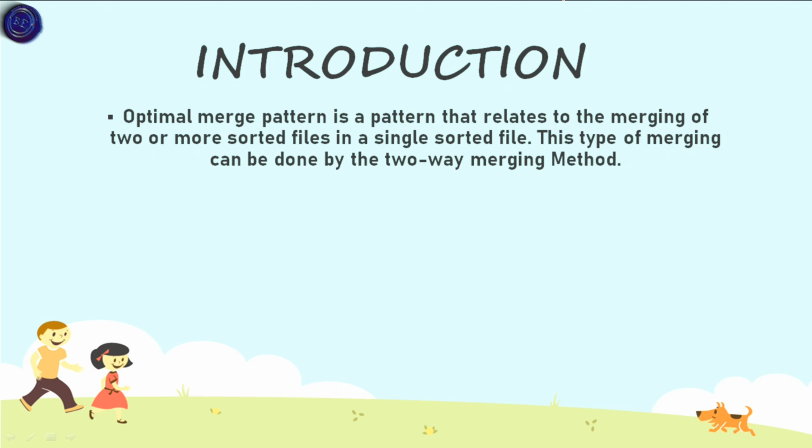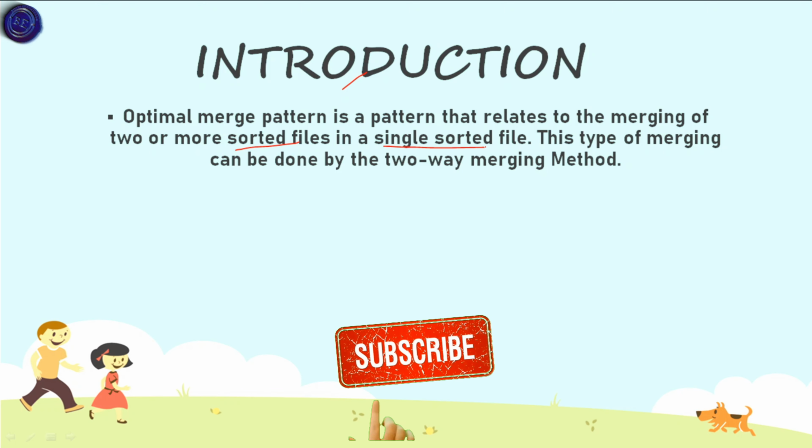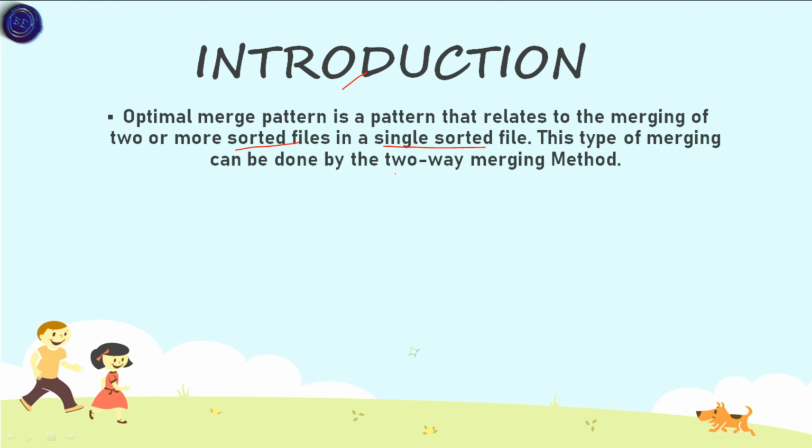Here we have two files. These two files are sorted and they have to be combined as a single sorted file. These two files are merged by using a technique named the two-way merging method. This overall process is known as optimal merge pattern. Merging is nothing but combining. So we are combining two files into a single file, and that file is also sorted.